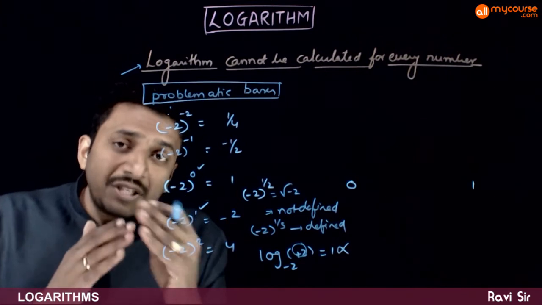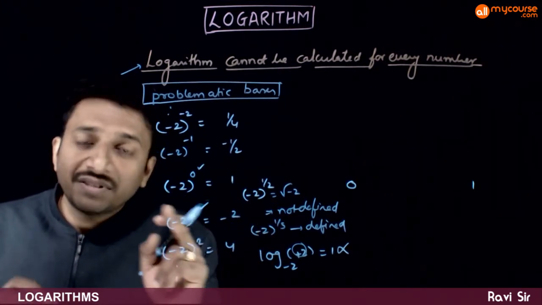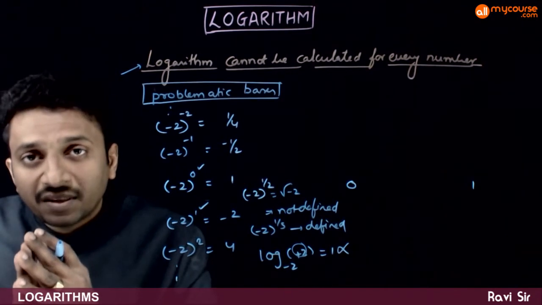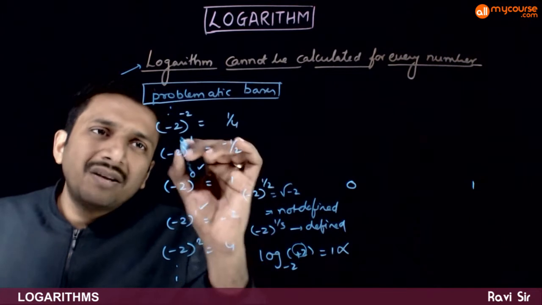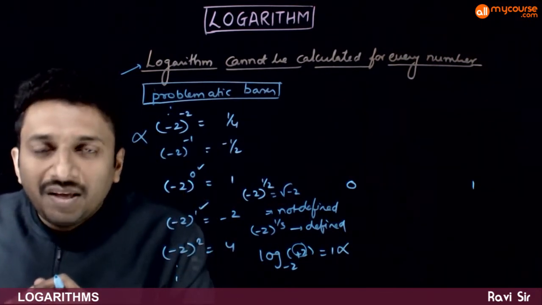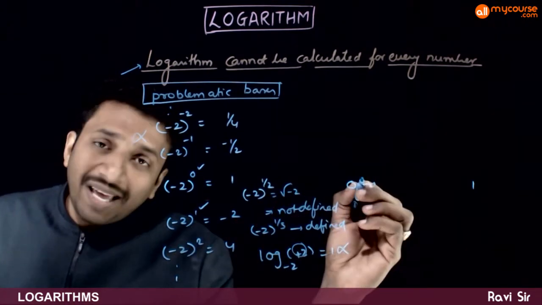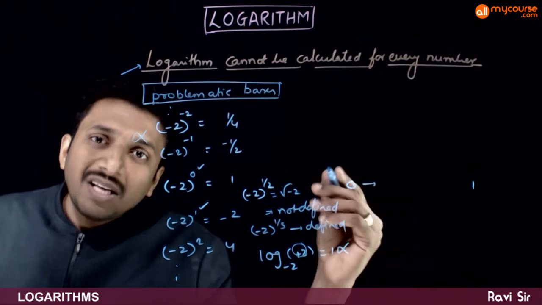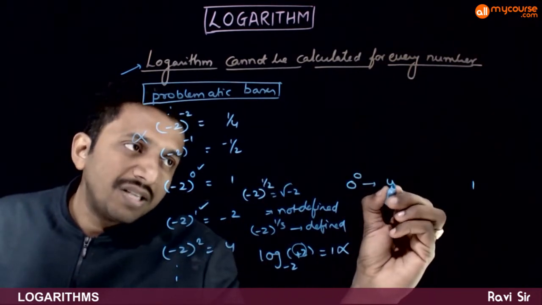So the first problem with negative bases is, for some numbers the logarithm is defined, for some numbers the logarithm is not defined. So what we do is, when we define log, we exclude negative bases. We say that negative bases are not allowed in logarithms. And similarly, a zero base is not allowed, because 0 to the power any number is always 0. And 0 power 0 is undefined.